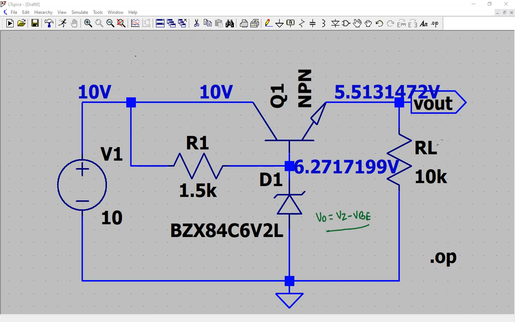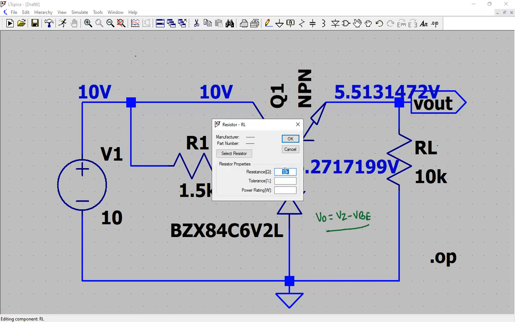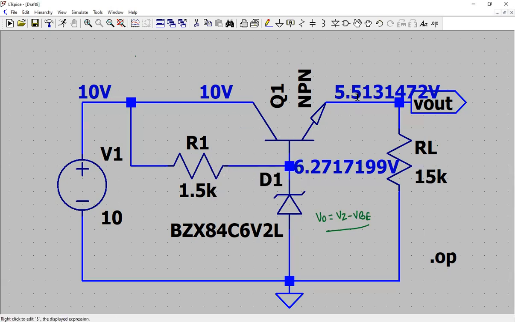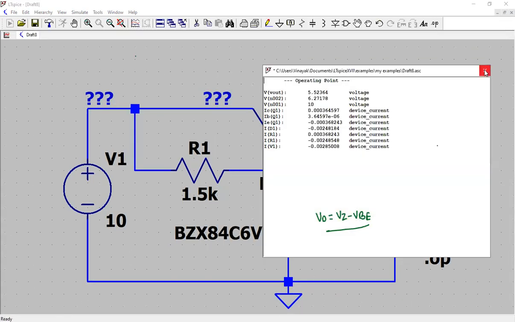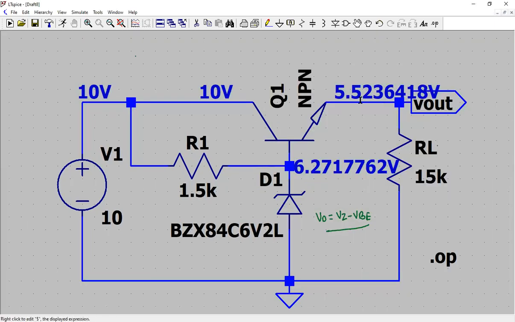What if the value of the load changes? For example, let's say you change the value of the load. There is some variation. It goes to about, let's say, 15K, and we'll see what changes happen. So remember, the voltage right now is 5.51 volt. Run the simulation and 5.52 volt, same. So you see that's how the regulation is maintained.